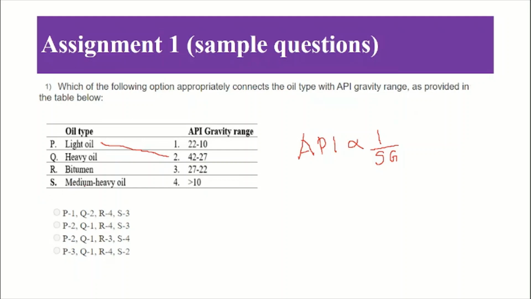Next, medium heavy oil, which is heavier than light oil but lighter than heavy oil, will have the next API gravity range, which is 27 to 22. Next, heavy oil will have the next range, which is 22 to 10. And bitumen will have the last option left, which is greater than 10. So the correct answer here will be P2, Q1, R4, and S3.